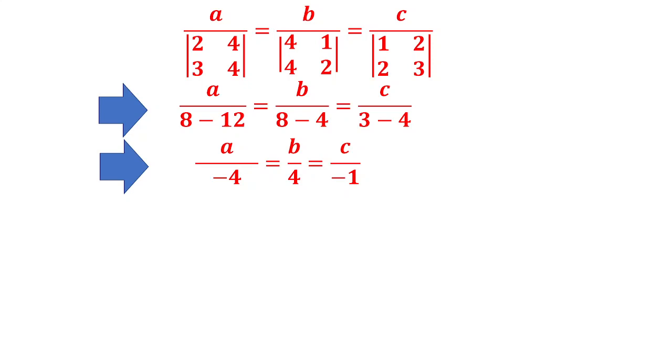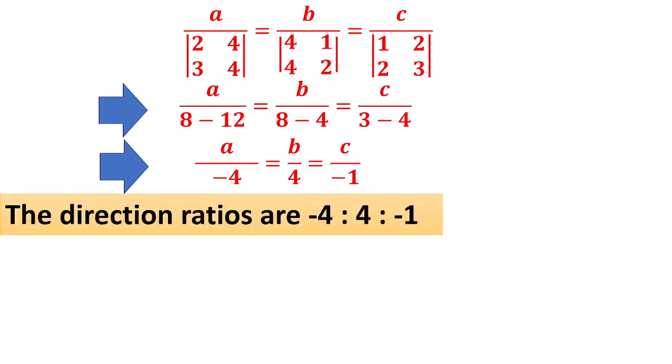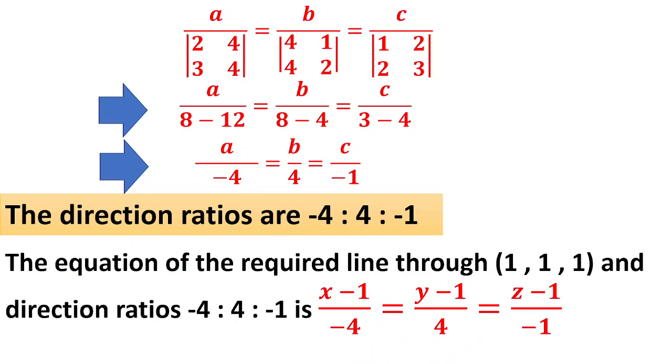For this, minus 4, 4 and minus 1 are proportional to a, b, c, therefore they are the direction ratios. Now we want the equation of a line passing through 1, 1, 1. We got that point, we got the direction ratios. Put it in the form now, x minus 1 by minus 4, y minus 1 by 4 and z minus 1 by minus 1. Here what we have done? We have used the idea that the required line is perpendicular to the two given lines, and we have found the values of a, b, c using the cross multiplication method.